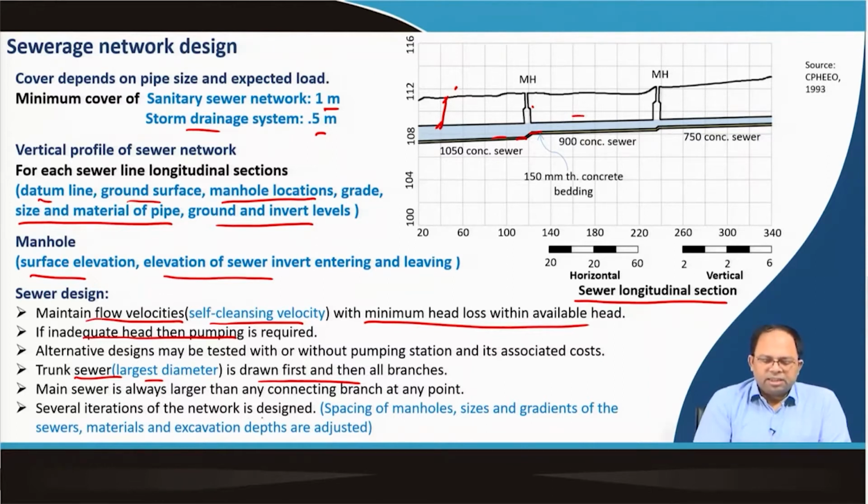Several iterations of the network are designed, like changing manhole spacing, size and gradients of the sewer, and materials and excavation depths are accordingly adjusted. Several iterations are done of the entire network to decide on the final layout, and the cost of the network would also be determined. As you know, there are several iterations, so it is very difficult to do manual computations. That is why we are going to use software as well.